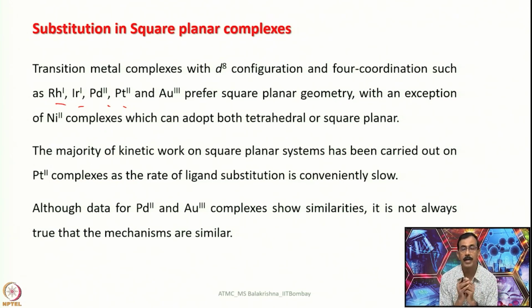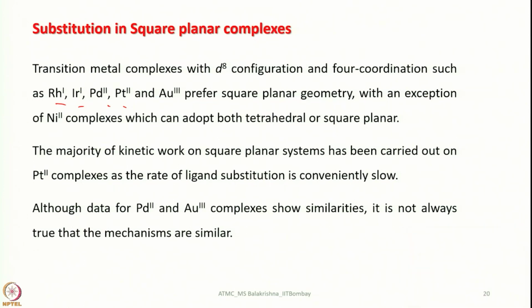However, the majority of kinetic work on square planar systems has been carried out on platinum 2 complexes because the rate of ligand substitution is conveniently slow, so that the mechanism can be established much more easily without going to very fast reaction rate systems. Although substitution reaction data is available for palladium 2 as well as gold 3 complexes, which also show similarities, they do not always follow the same mechanism that is followed by metals such as rhodium, iridium or platinum. So, let us look into those differences as we progress with this topic.